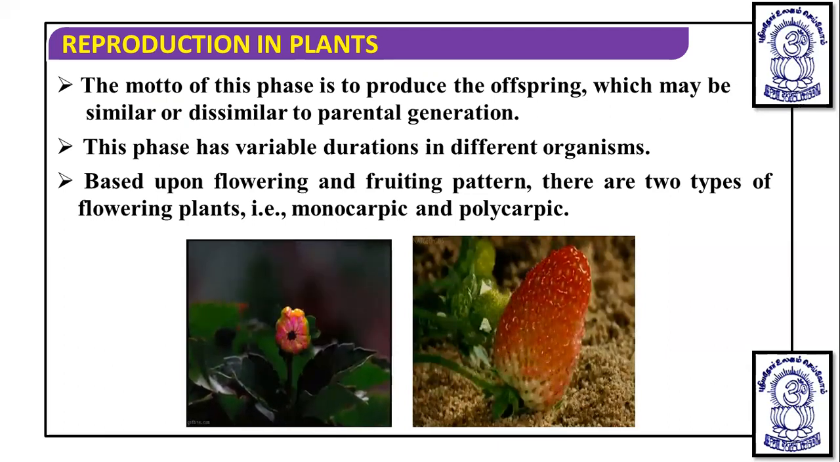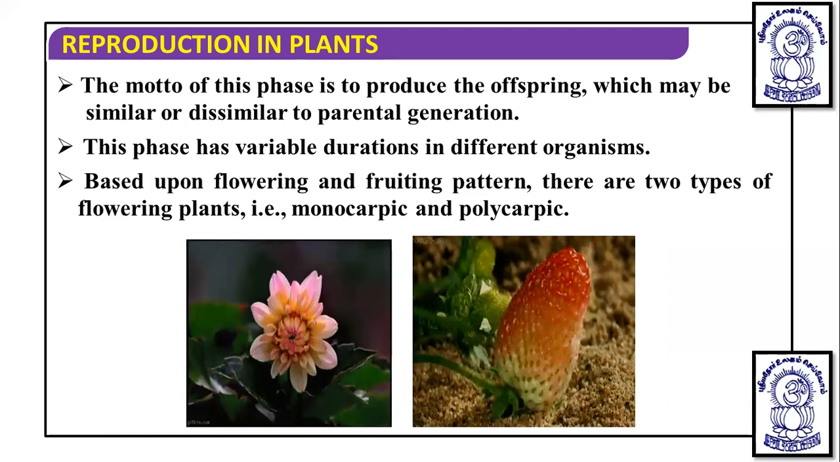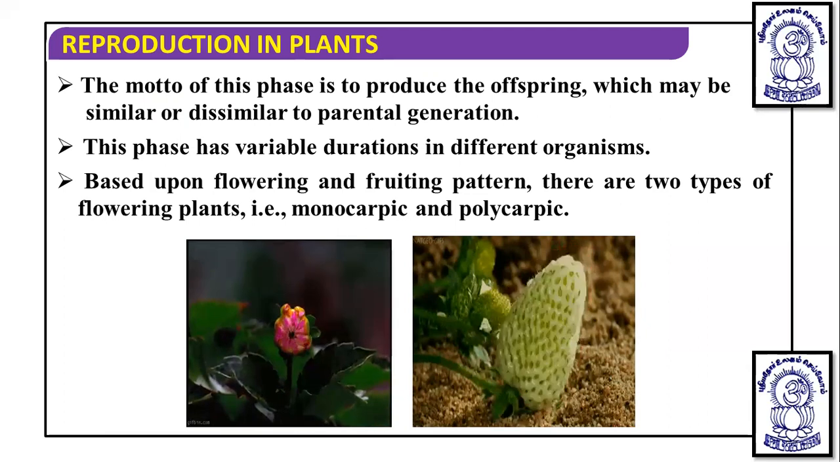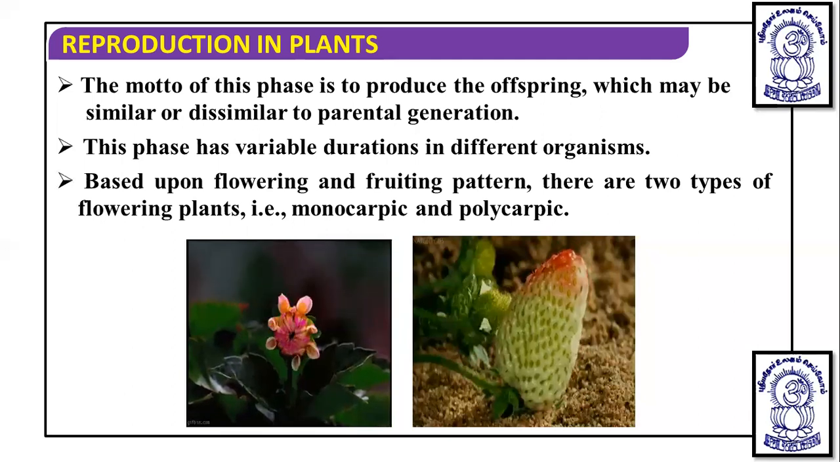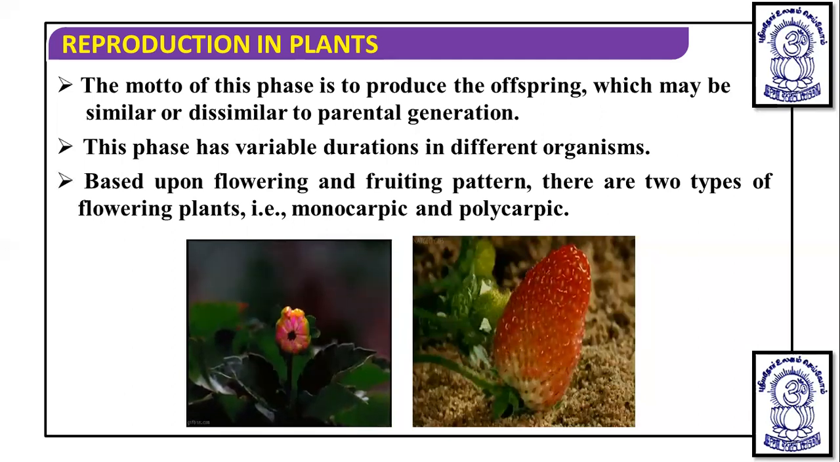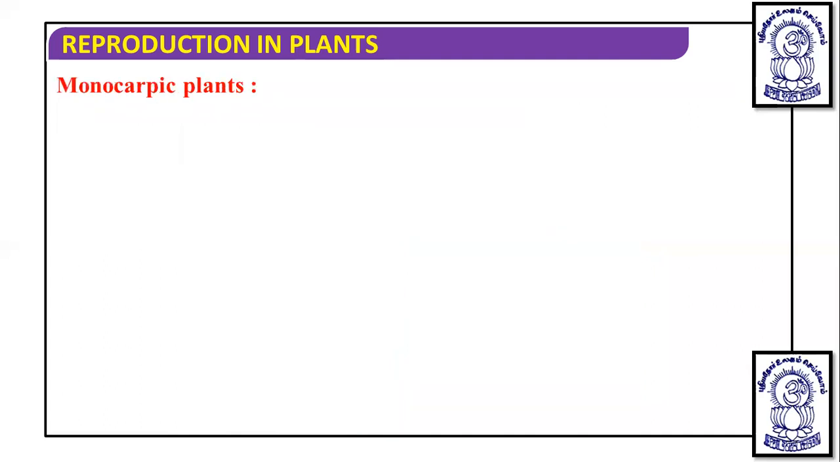Sometimes you will get a question like this: flowering plants are classified into monocarpic and polycarpic based on which characteristics. So you should remember flowering and fruiting both. Now we have to understand what is monocarpic and polycarpic. So let's understand that. First we are going to talk about the monocarpic plant.